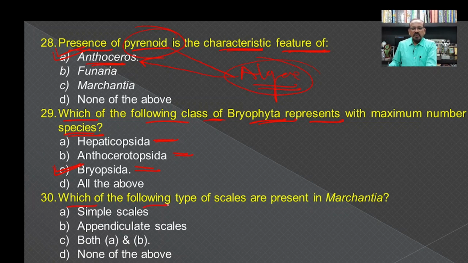Then which of the following type of scales are present in the Marchantia? So the simple scales, which are also known as the ligulate scales, and the second one, that is the appendiculate scale. So such a type of simple scales are there, and again there are the appendiculate type of scales. So both types of scales are found to be present on the thallus of the Marchantia, and hence C will be the correct answer for this question.